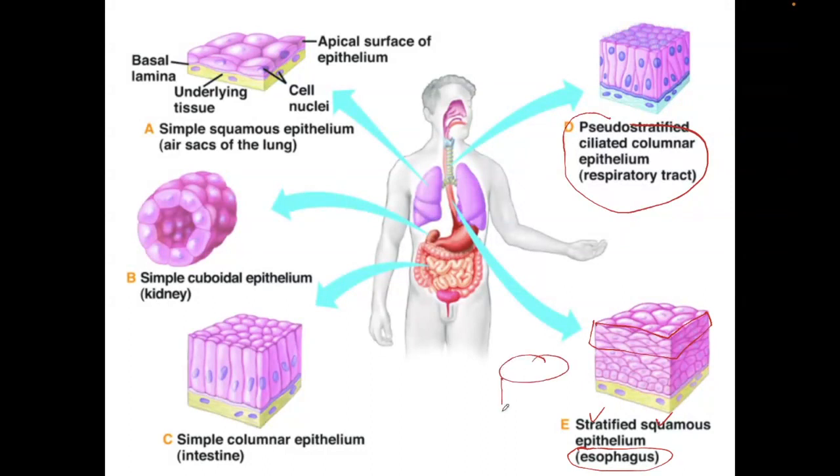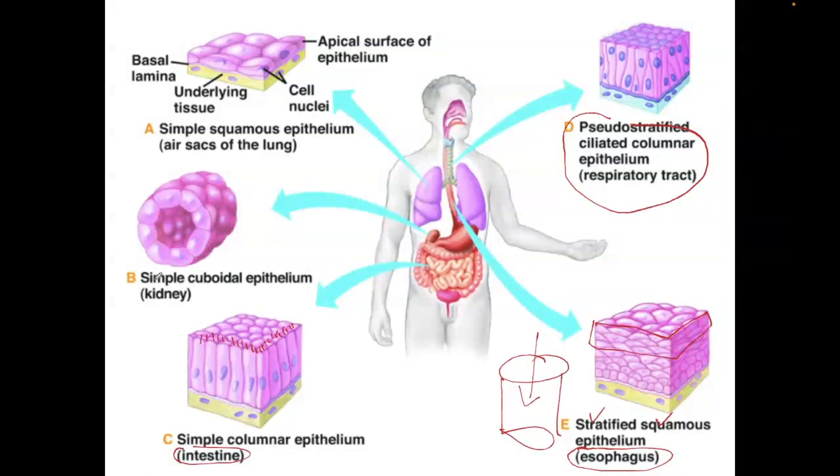The food is going through this tube, right? You have food going through here and it can irritate this, so it needs protection. Stratified squamous is for protection. Simple columnar epithelium, these are found in the intestine. And you'll often have microvilli here for absorption of nutrients.